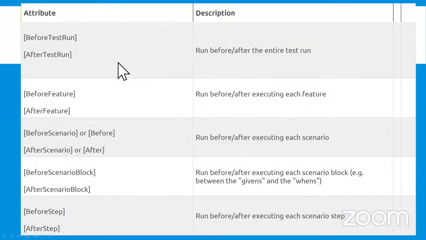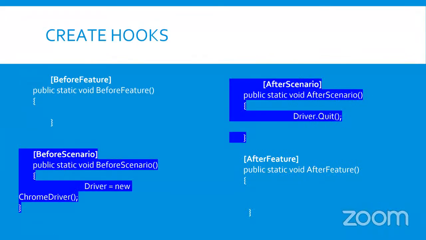Just to go through the explanation once again, as I've explained before, before test run is executed before any test in the entire test run. The same goes for after test run, which will be executed after your test run. Before and after feature run before and after each feature. The same way for before scenario. If you ask me which are the common ones, it's going to be before feature, after feature, before scenario, after scenario. Those are the four common ones that you will see.